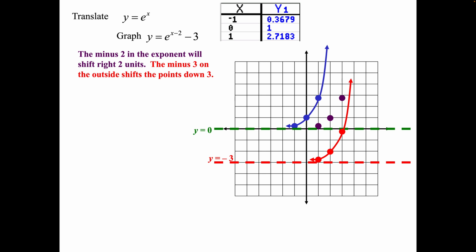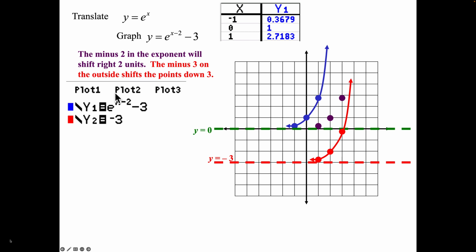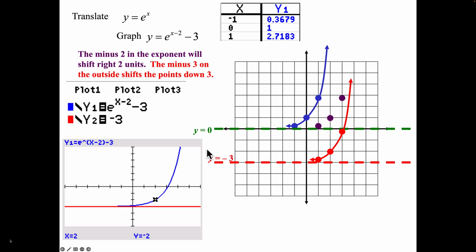Now again, don't get me wrong, you can put this in your calculator. I could have y1 be e raised to the x minus 2, jump out of the exponent position, put in minus 3, and since that minus 3 is going to be the location of my horizontal asymptote, in y2, I graph the constant negative 3, so I can graph it.